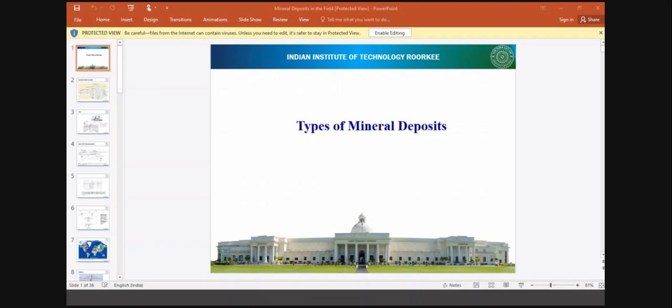And another important rock type which shows a number of mineral deposits is called carbonatites. I don't know, did you study carbonatites in igneous petrology? No, sir.